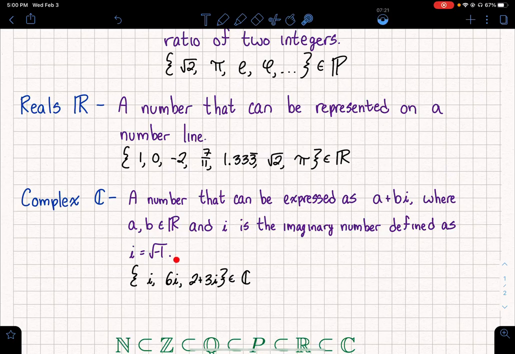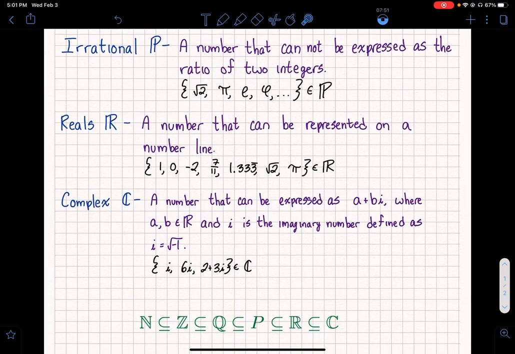If you're familiar with Euler's equation, what is it? e to the i pi plus 1 equals 0. Super elegant and beautiful right there. I'm no video game designer, but from what I understand, the imaginary number comes up a lot in video game design. But anyway, these are numbers that relate to i being the square root of negative 1. And here are some examples. i, 6i, 2 plus 3i, all examples of imaginary numbers.